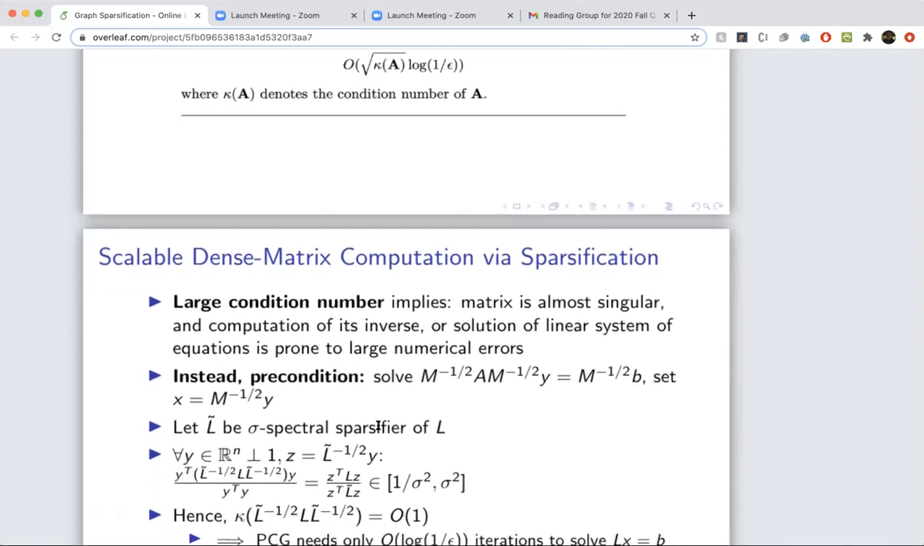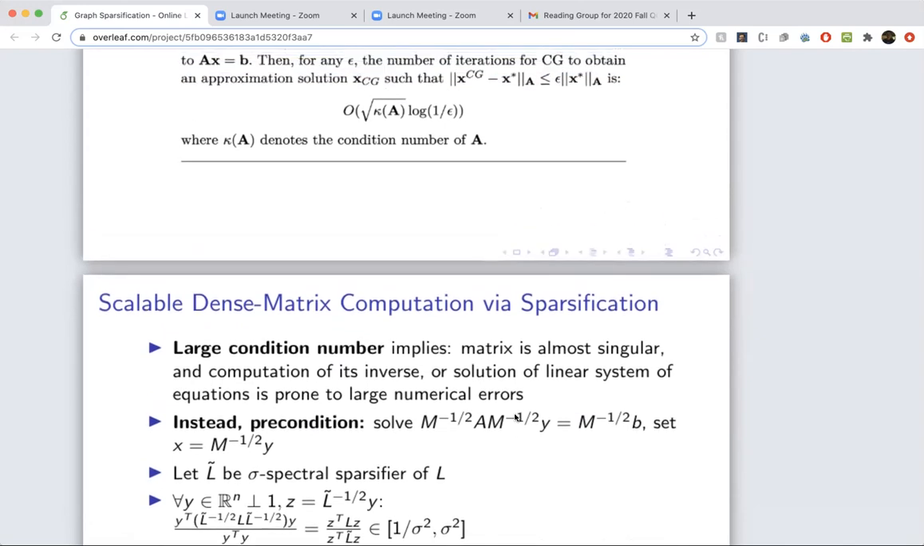So what we're going to do is, instead of solving A times Y is equal to B, we're going to solve M to the power of negative 1/2 times A times M to the power of negative 1/2 times Y is equal to M to the negative 1/2 times B, where M is known as the preconditioner matrix. And then we want to solve for X.